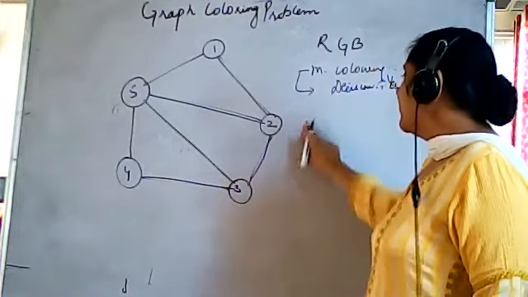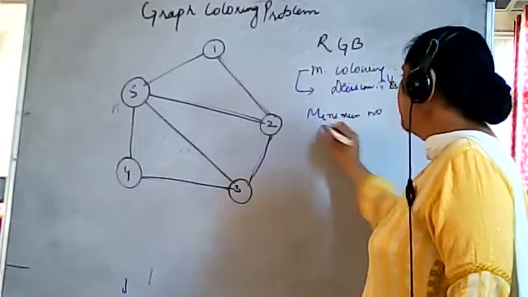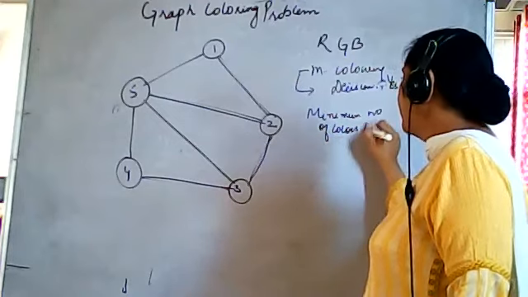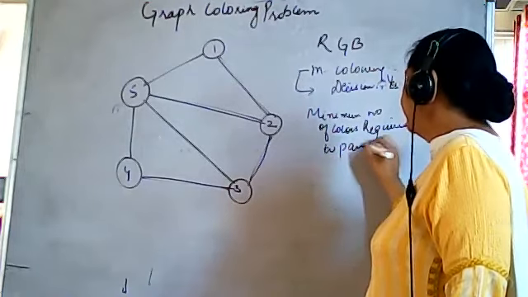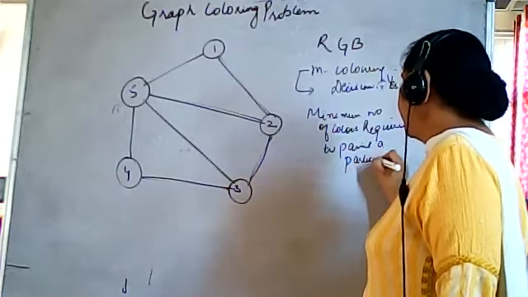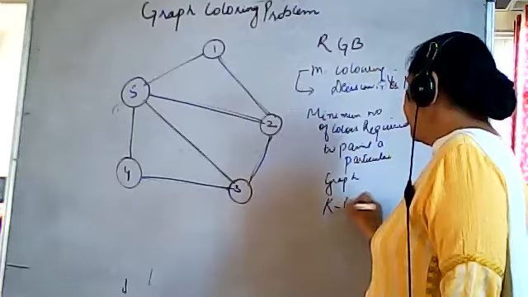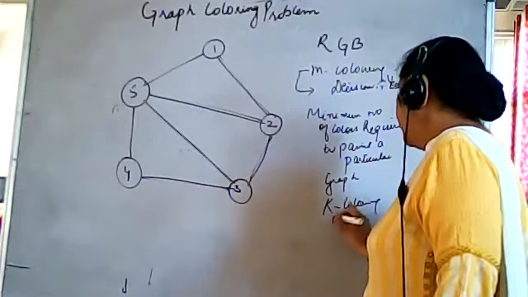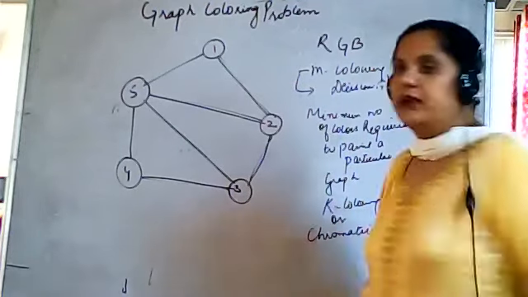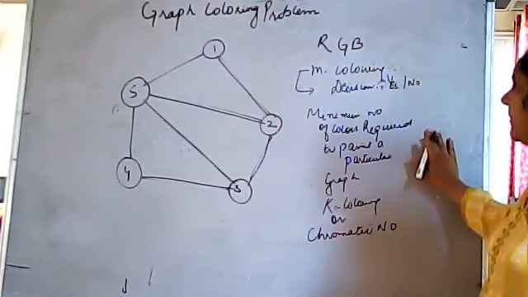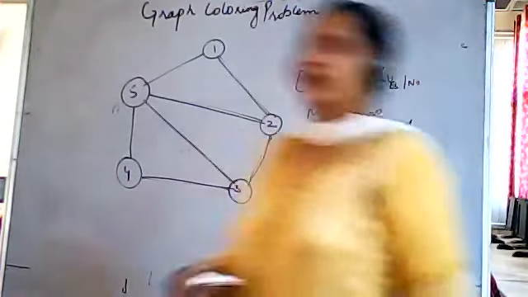Now, next is what is the minimum number of colors required to paint a particular graph? This is called K coloring or chromatic number. Means you have to find the minimum number of colors. What is the minimum number of colors required? Fine. Now, what is the condition to paint this graph?